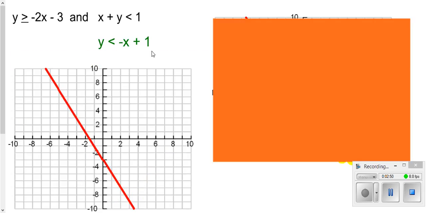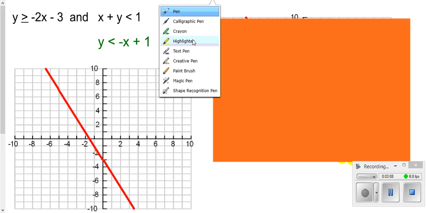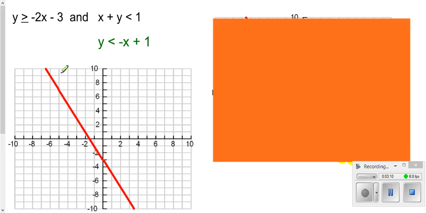So when looking at this one here, we're going to start out by graphing this. Y is on one side by itself, so we're going to start at -3 and have a slope of -2, so that's where we get this red line. Now, y is greater than that, so you're going to end up doing some shading above that line. So we're going to shade up here.